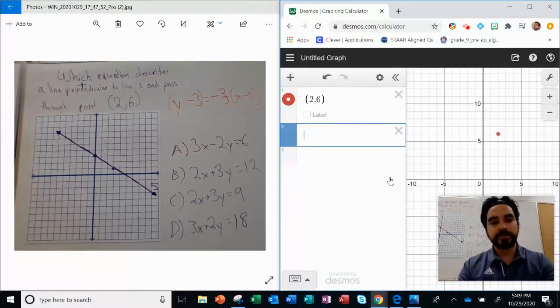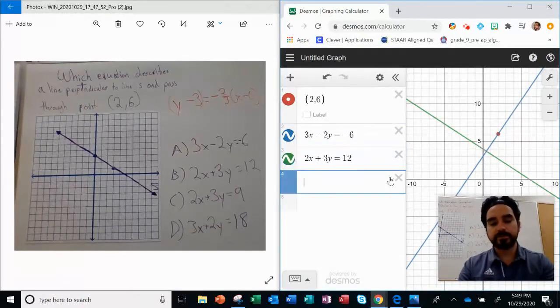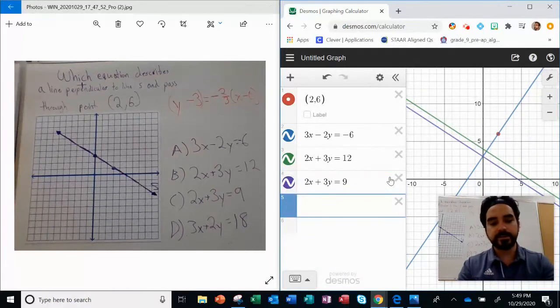Next thing we're going to do is type in all of the equations. So A is 3x minus 2y equals negative 6, enter. 2x plus 3y equals 12, enter. 2x plus 3y equals 9. And finally, 3x plus 2y equals 18.